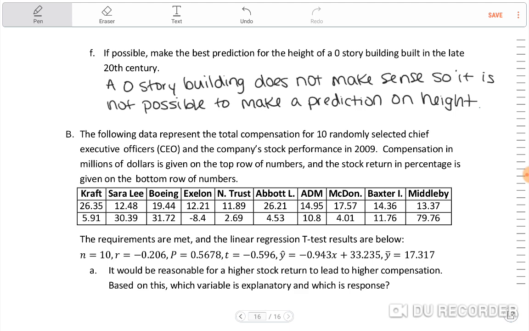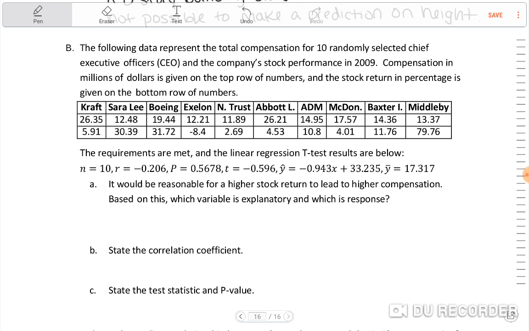So then this is our last question. Last question. So exciting. Okay. Following data represent the total compensation for 10 randomly selected chief executive officers, otherwise known as CEOs, and the company's stock performance in 2009. Compensation in millions of dollars is given on the top row of numbers, and the stock return in percentage is given on the bottom row of numbers.